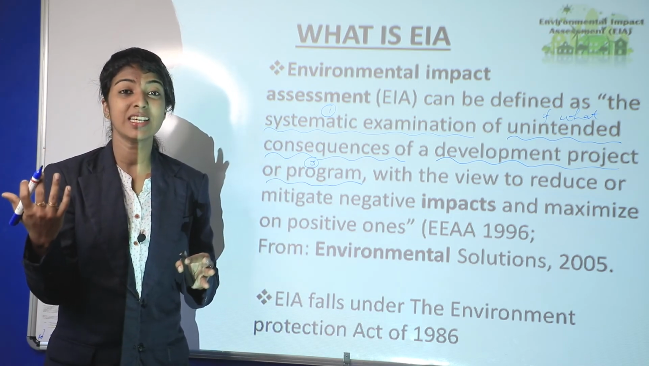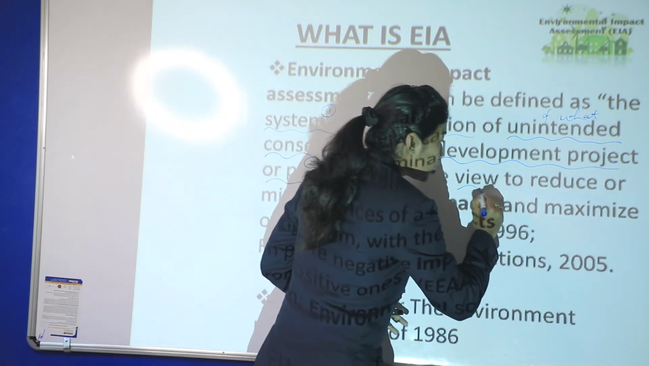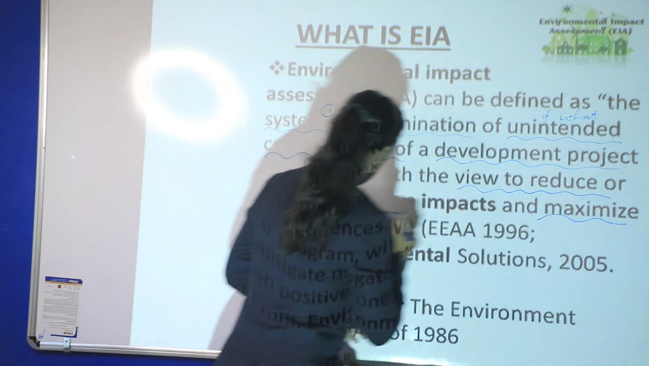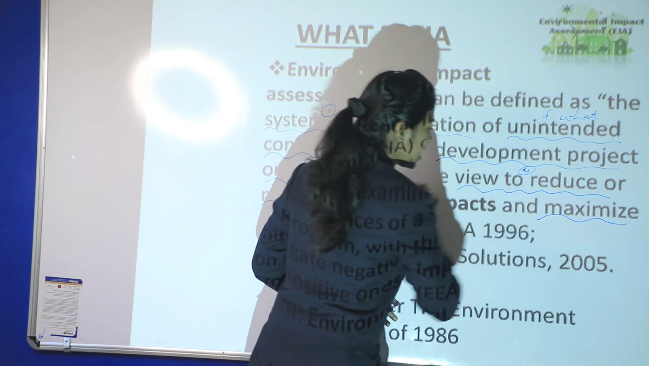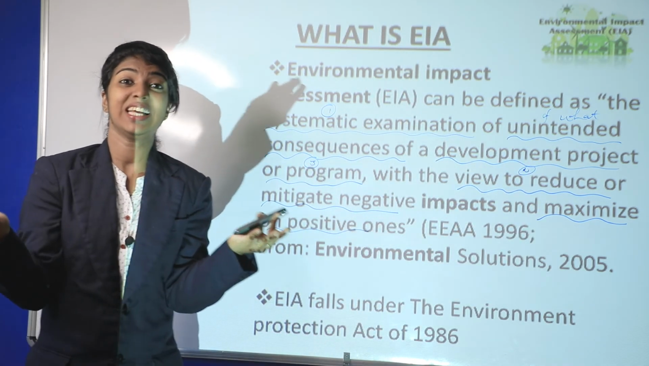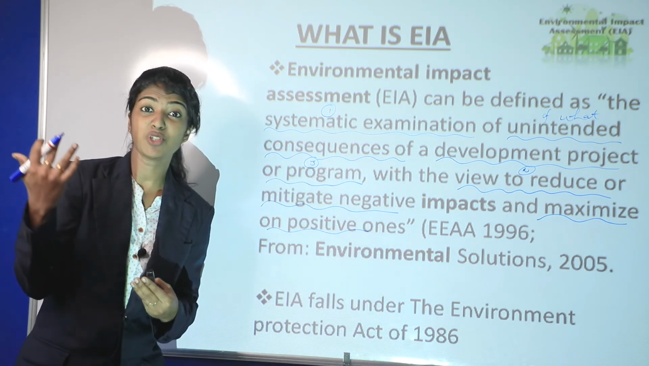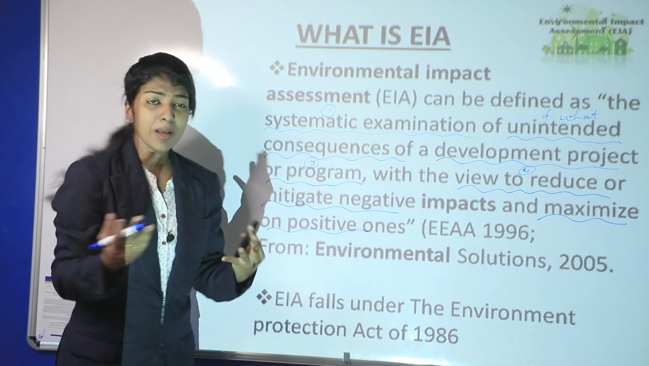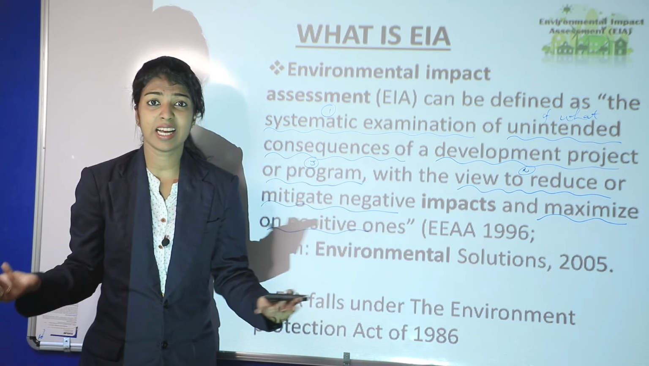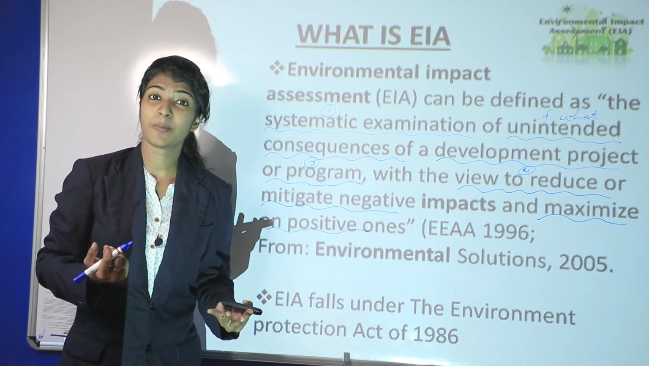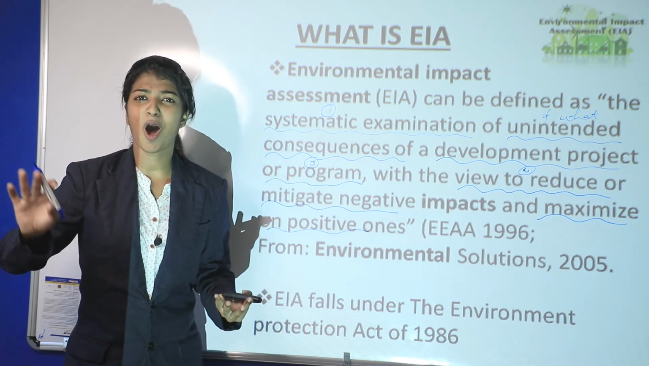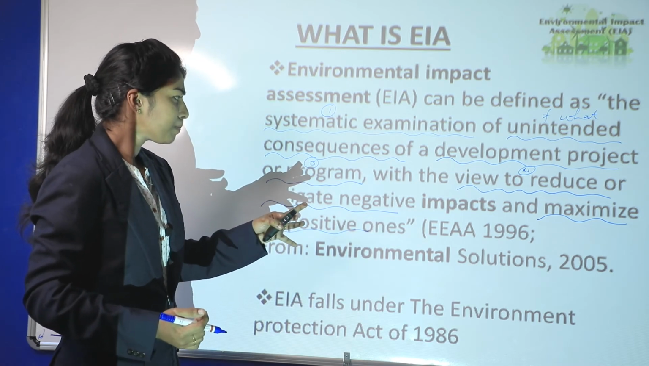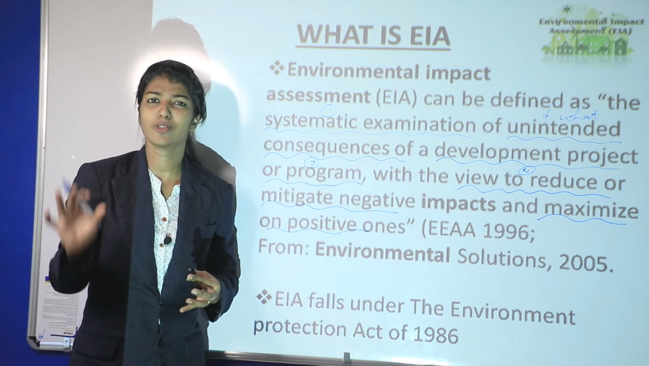What is the reason behind EIA? It is for the view to reduce or mitigate negative impacts and maximize the positive ones. The fourth stage is to view what will be the negative impacts upon nature, and we have to mitigate those negative impacts and maximize the positive ones. What may be the development project? It may be constructing a building, construction of dams, nuclear power stations, thermal power projects, etc. Those development projects come under the categories, and it is for what? Simply, in one word, for sustainable development.